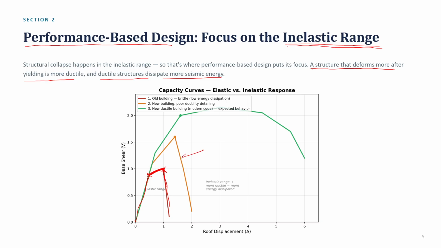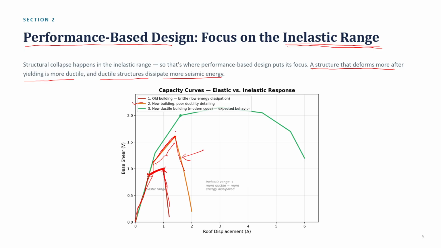Now you can focus on this graph. This is the second, that is new building but poor ductile detailing. Again the structure performs well, and then in the inelastic range it resists little but again fails abruptly after yielding. So this much is the inelastic range of the structure, and it again fails abruptly.